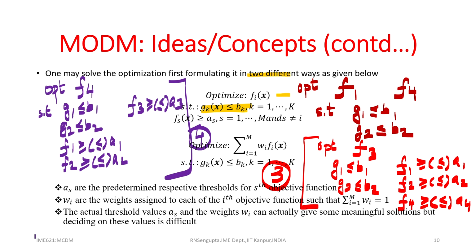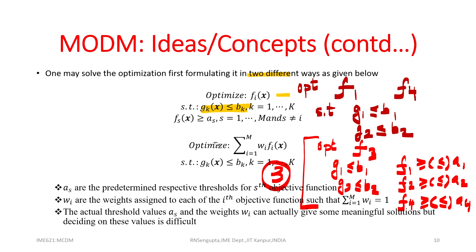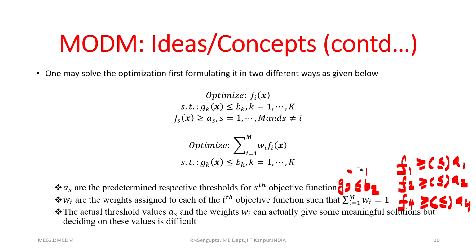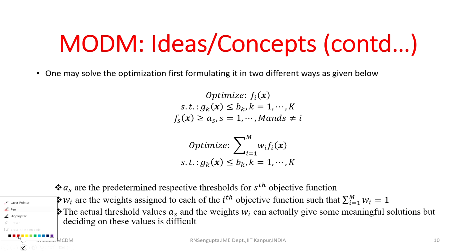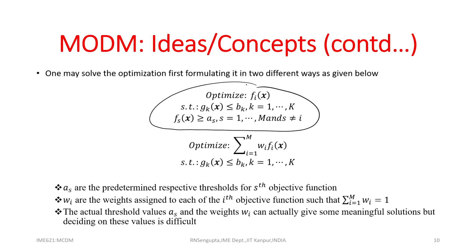So this is what is written here, I will read it. If I consider the first method which we are discussing, I will erase all these things and not make it cluttered. This was to optimize based on the fact that you will individually consider each objective, and obviously there is another way, a second method, which we will discuss. Here the A's are the predetermined respective thresholds for the sth objective function which I mentioned, and based on that we will solve the problems.